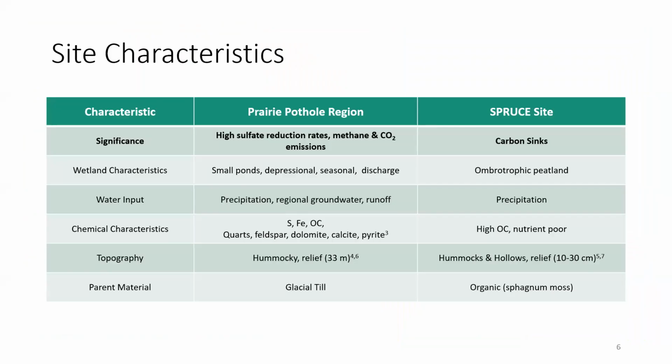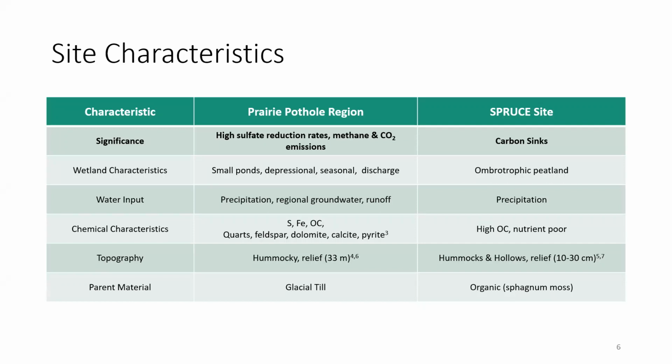I wanted to highlight that by going over some of the site characteristics and why I'm interested in studying them. The Prairie Pothole region has high sulfate reduction rates, high methane emissions and high carbon dioxide emissions. The wetland characteristics are small, shallow ponds that are depressional and discharge wetlands, and they're seasonal, so the water level is very dependent on the time of the year. They receive water from precipitation, regional groundwater, and runoff.